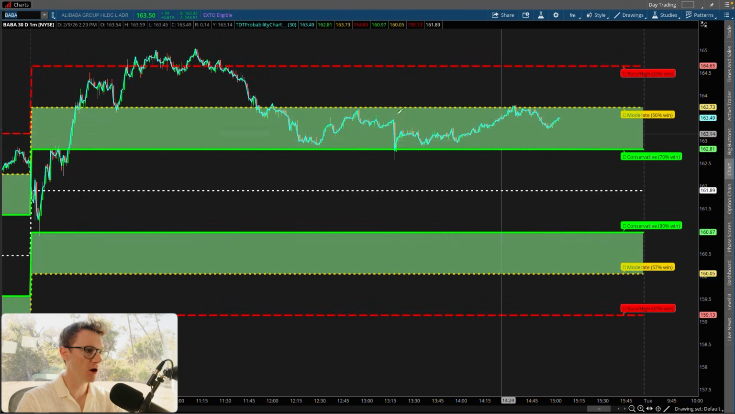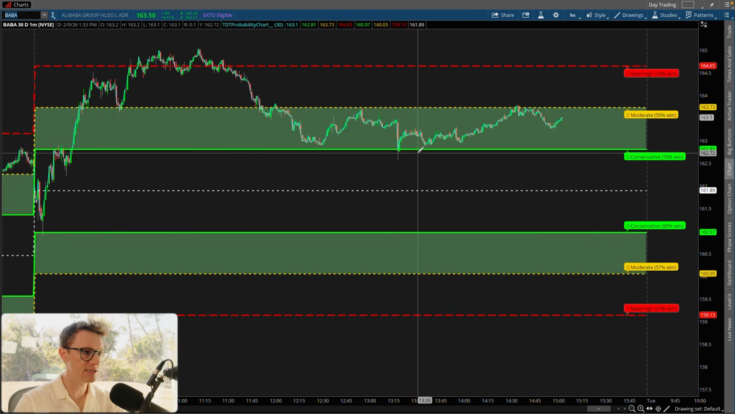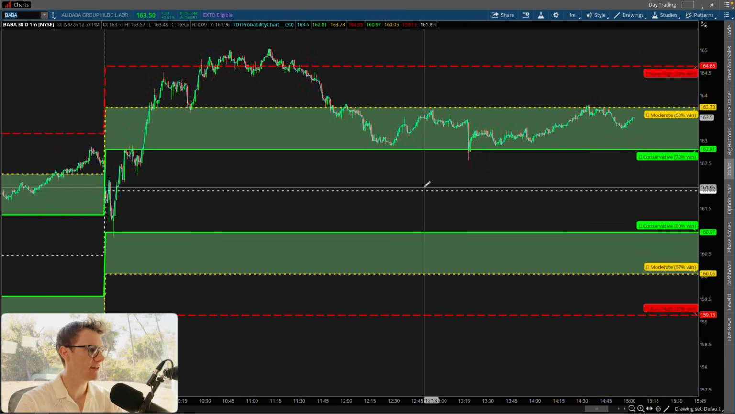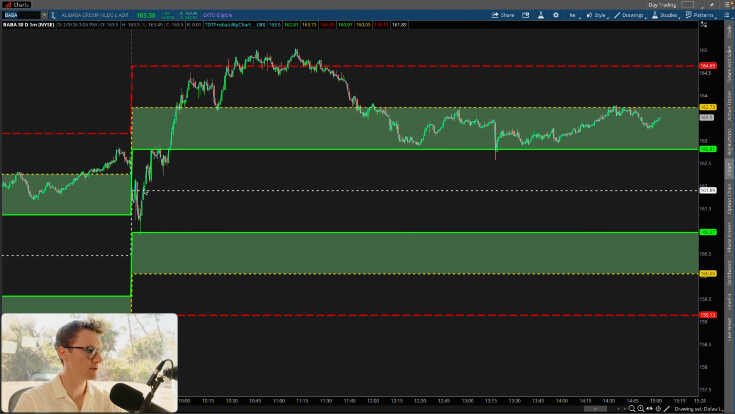Now, based off of that stock, every stock is going to trade different. So some stocks are going to have more volatility. They're going to move more. And at the beginning of every trading day, the probability chart is going to recalculate where those levels are going to be set on that given day.